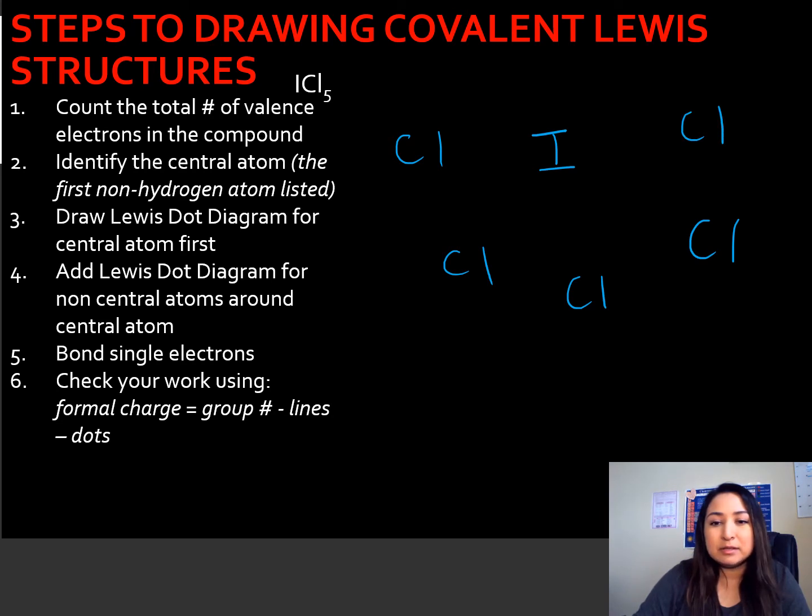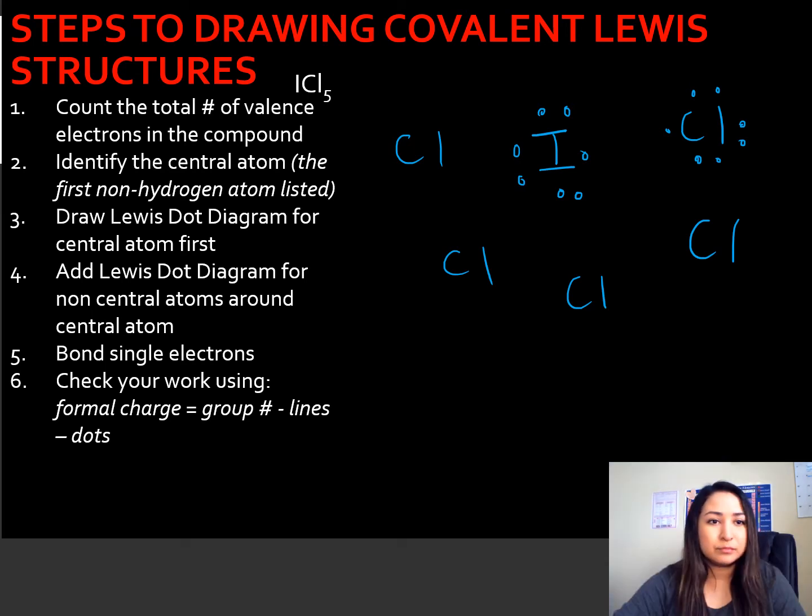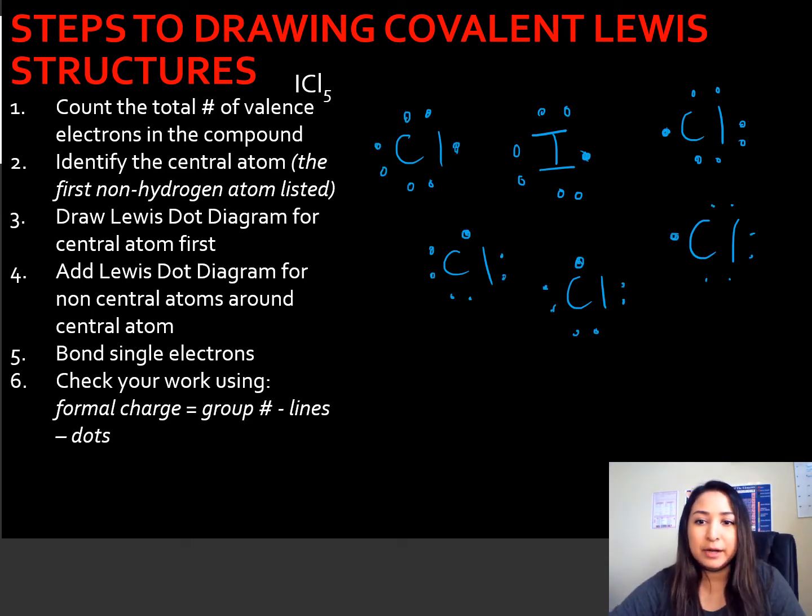Iodine has 7 valence electrons: 1, 2, 3, 4, 5, 6, 7. And 1, 2, 3, 4, 5, 6, 7 for each fluorine. So I'm going to go ahead and pause it so I can draw the valence electrons. Here I drew the rest of the fluorines and added their valence electrons. I made the single valence electrons a little bit bolder so it's easier for you all to see.